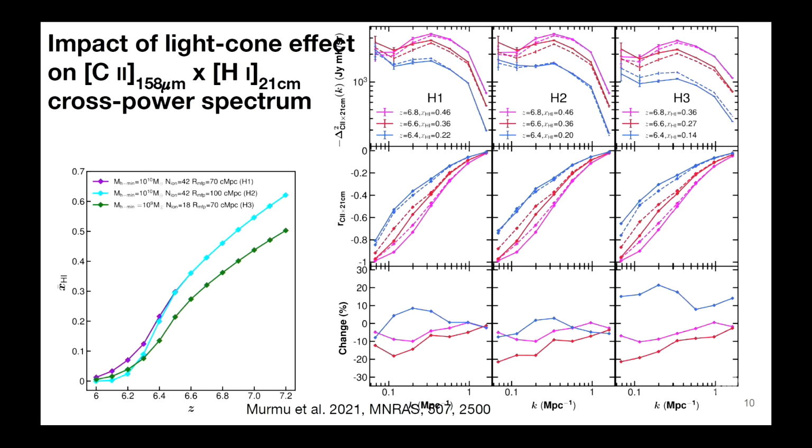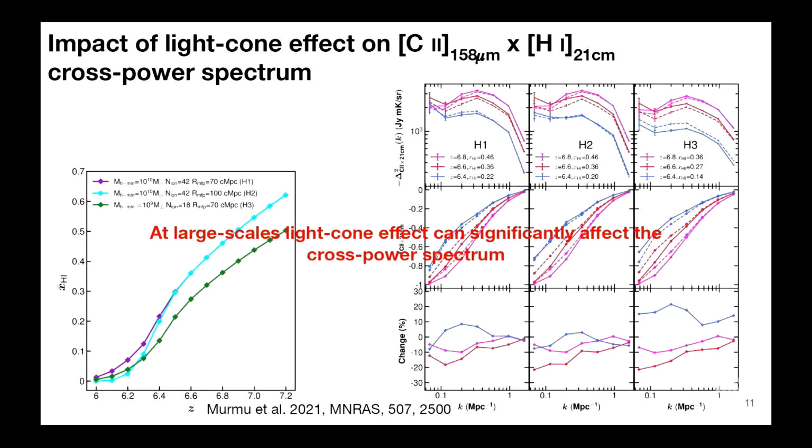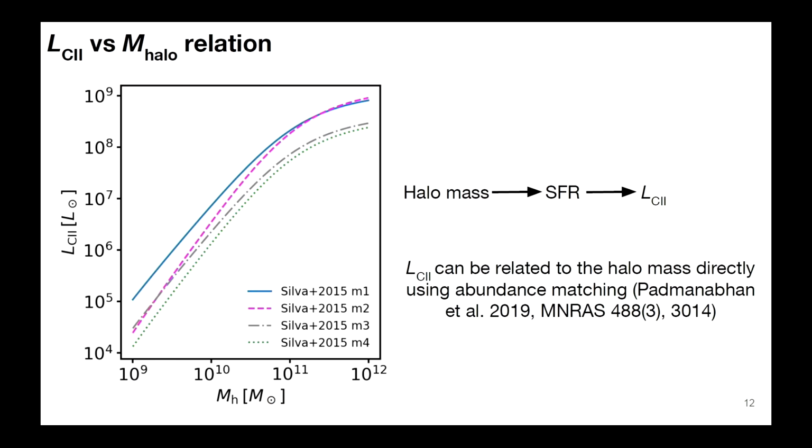So it's better to include it for interpreting your signal. That was more or less the conclusion. Now there is something when you are doing this forward model that we generally ignore, not always, but generally ignore: there is a line luminosity halo mass relationship, and this is more or less an empirical relationship people use. While using this empirical relationship, people do not take into account the astrophysical scatter that might be there in that line luminosity halo mass relationship.